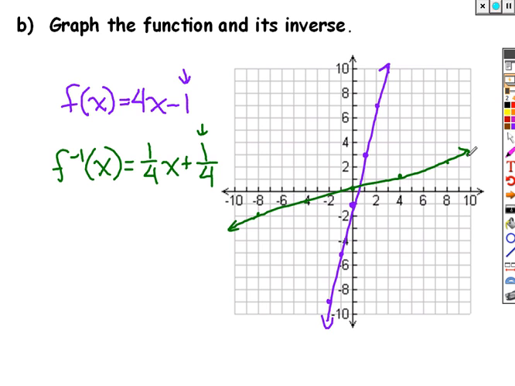So I thought I should get out lines. Yep, I do. And then just one additional check. Remember that the function and its inverse should be a reflection over the line y equals x. So if I actually dot in that line y equals x, does it seem like if I reflected the blue line over the line y equals x that I would get the green line? Yeah, that seems very reasonable.